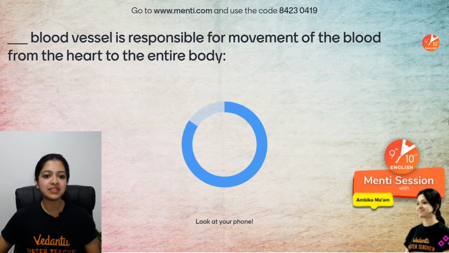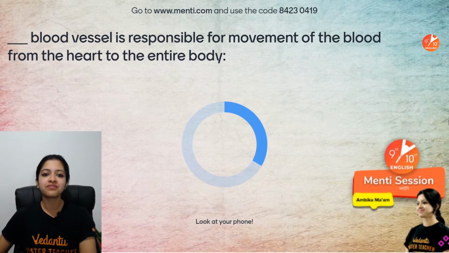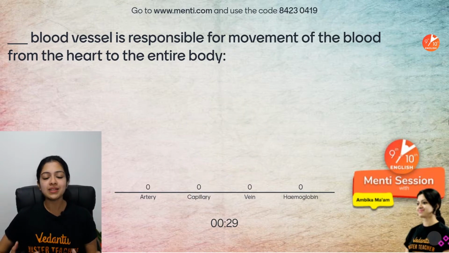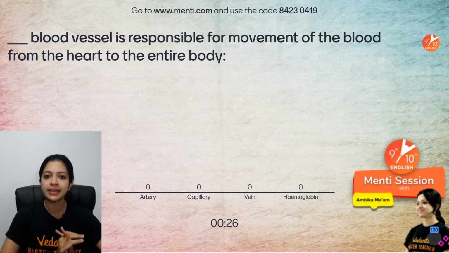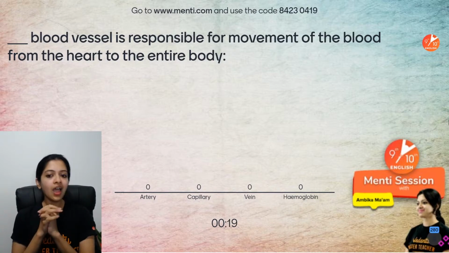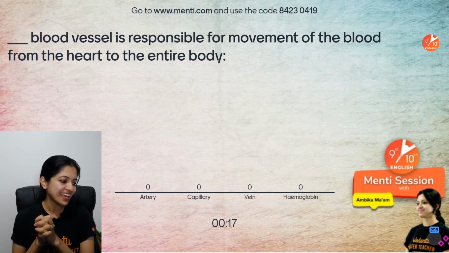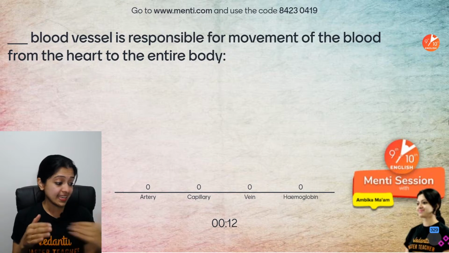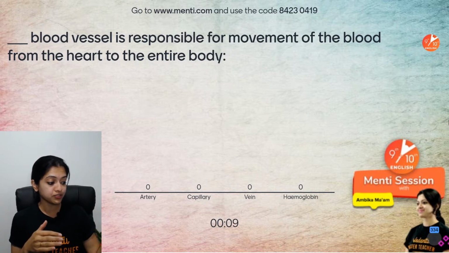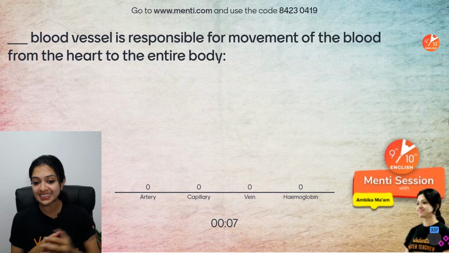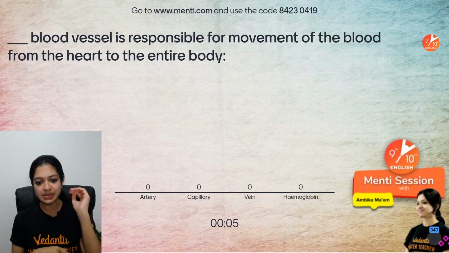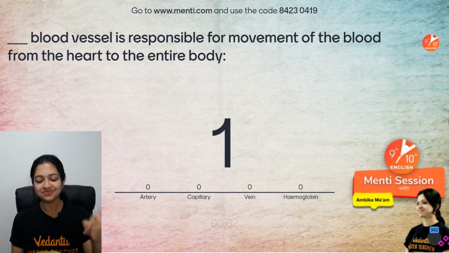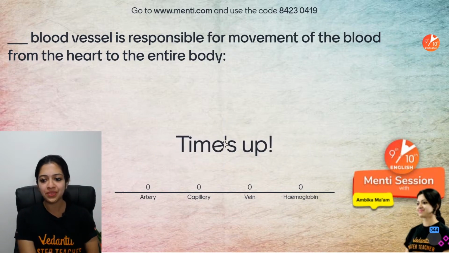Yes, what do we have in store? Look at that. Dash blood vessel is responsible for movement of blood from the heart to the entire body. Artery, capillary, vein, or hemoglobin. Quickly. I'm getting a lot of chats here. And your last 5 seconds. Move ahead. And your time's up.